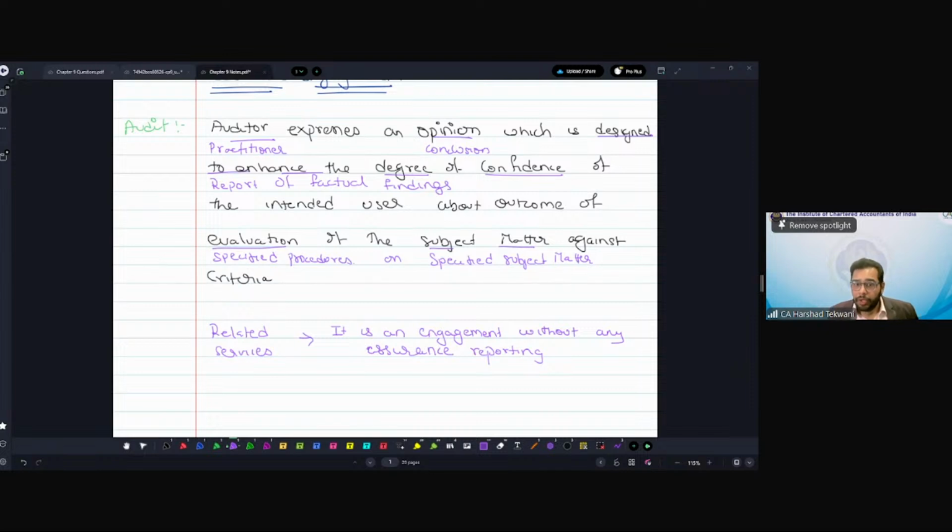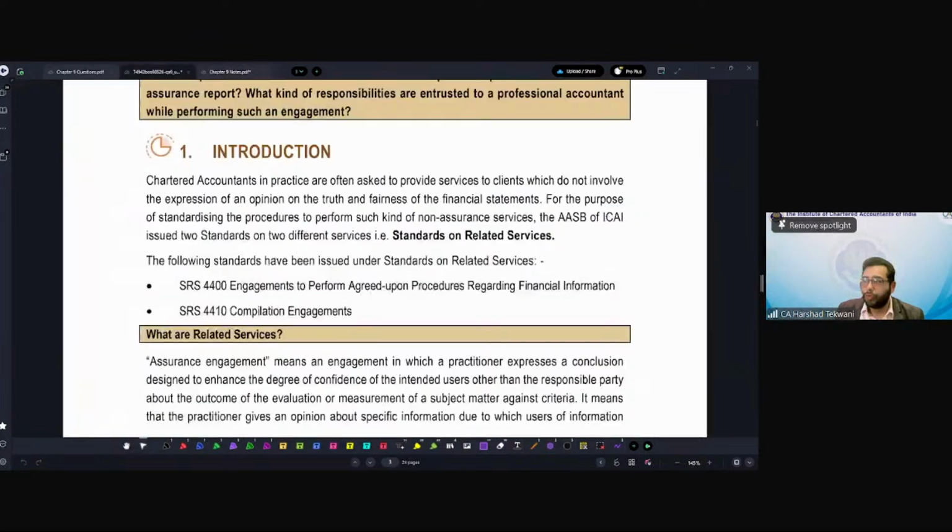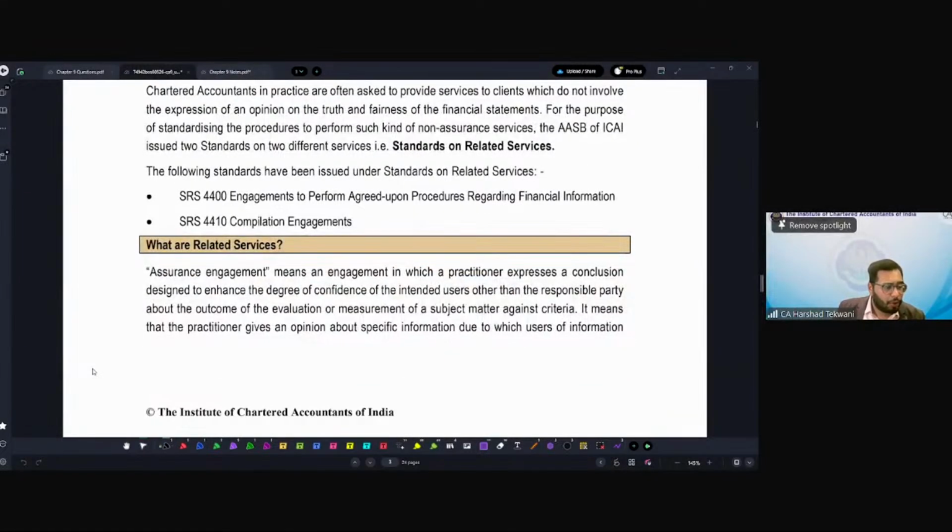Okay, so let's come to page number 9.3 first. We will go through the study material. Chapter number 9. Here the definition of assurance engagement is provided, which we discussed: what is an assurance engagement? It means an engagement where the practitioner expresses a conclusion to enhance the degree of confidence of the intended users other than the responsible party, on the outcome of the evaluation of subject matter against the criteria. Whatever we discussed, the same thing is written over here.